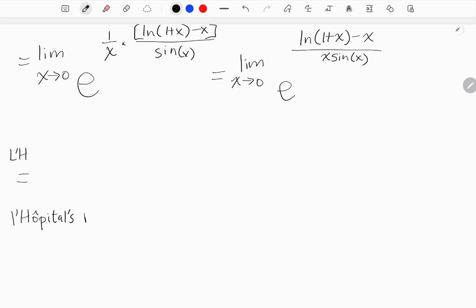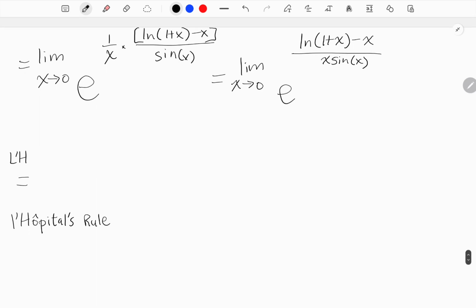So if we have an indeterminate form of 0 over 0 or infinity over infinity, what you can do is take the limit as x approaches 0 of e to the... Now we're applying L'Hopital's rule to this fraction in the exponent. If you have an indeterminate form, you take the derivative of the numerator, and then you take the derivative of the denominator. This is not quotient rule. We are doing L'Hopital's rule, which is not quotient rule. We are taking the derivative of the numerator independently from the derivative of the denominator. You just take them separately.